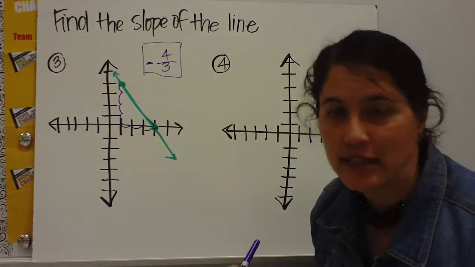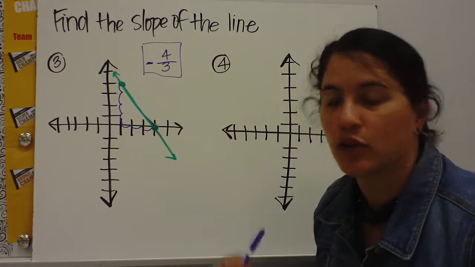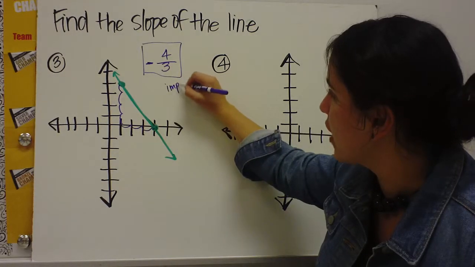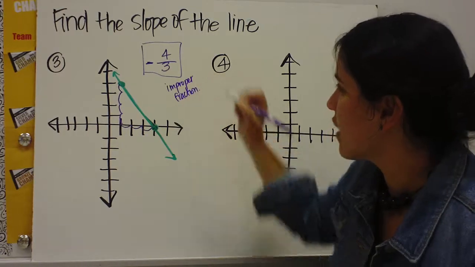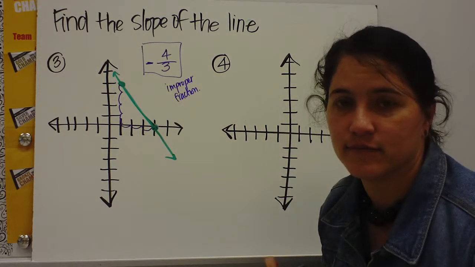You don't change it to a decimal. You don't change it to a mixed number. You leave it as an improper fraction. An improper fraction. Okay?